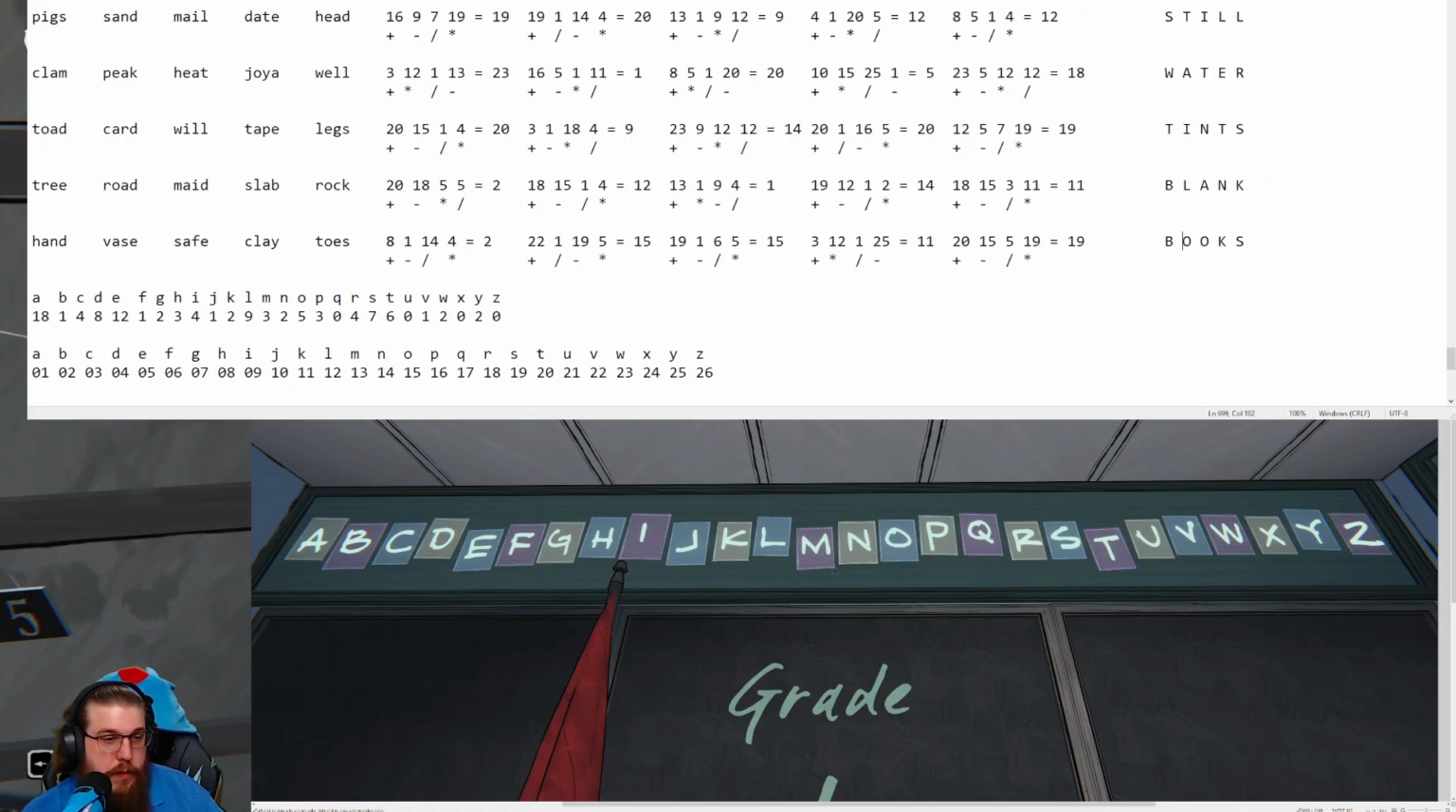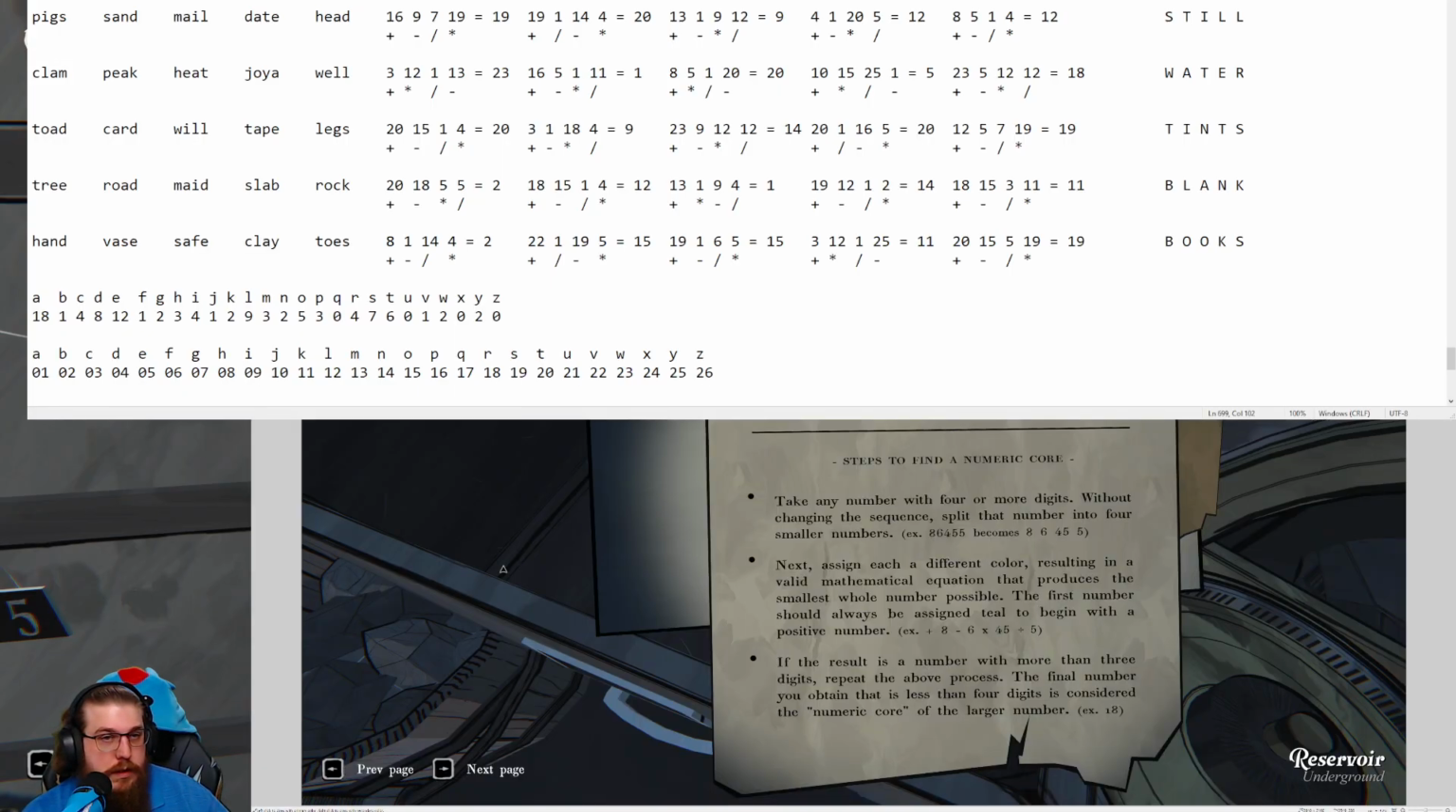This has a smaller possible number, 12. Why are you doing 8 divided by... That's your own... What? No. They're wrong. That's fine. That note is just wrong. It also... This was a misconception that I also had. Oh, it does say assign each a different color, resulting in a valid mathematical equation that produces the smallest whole number possible. First number.